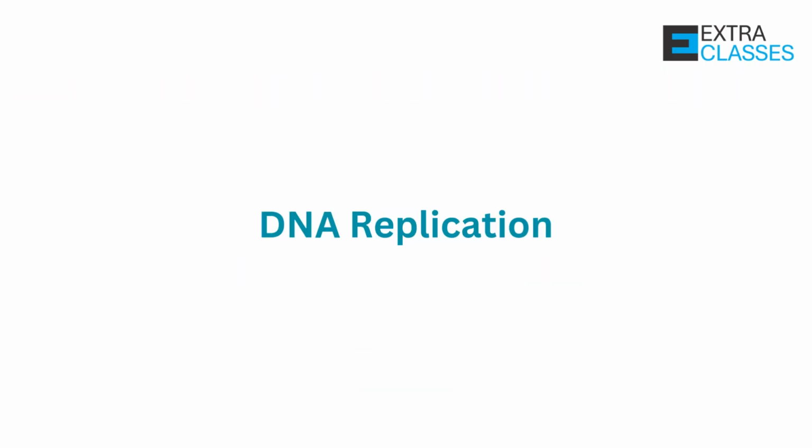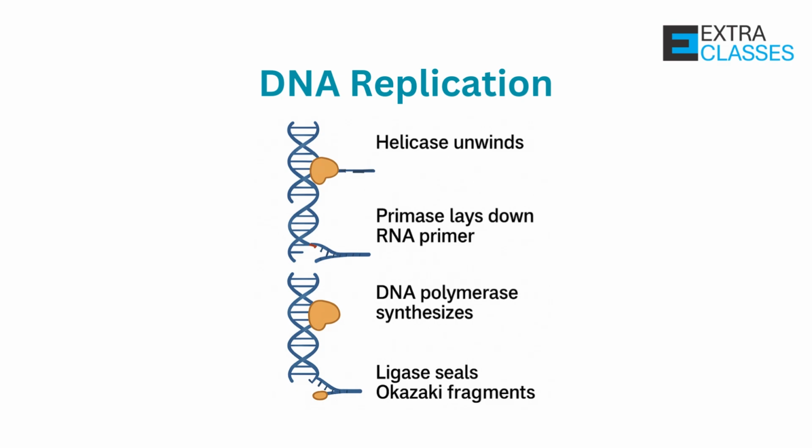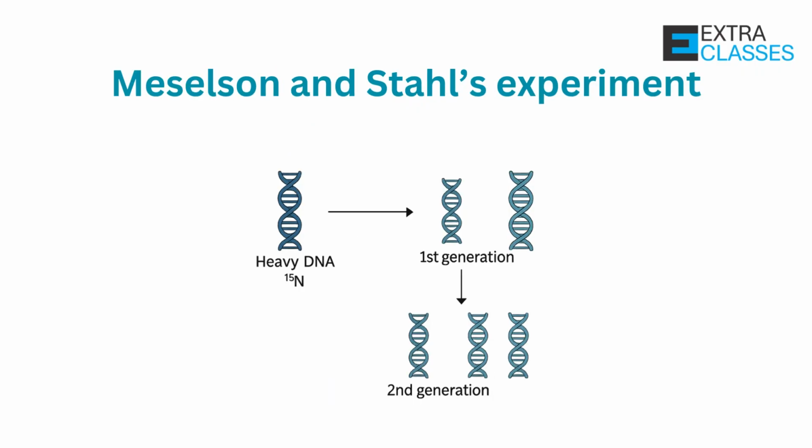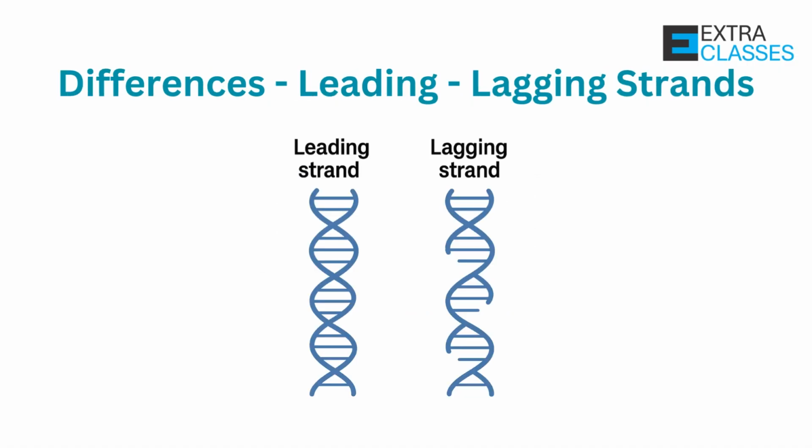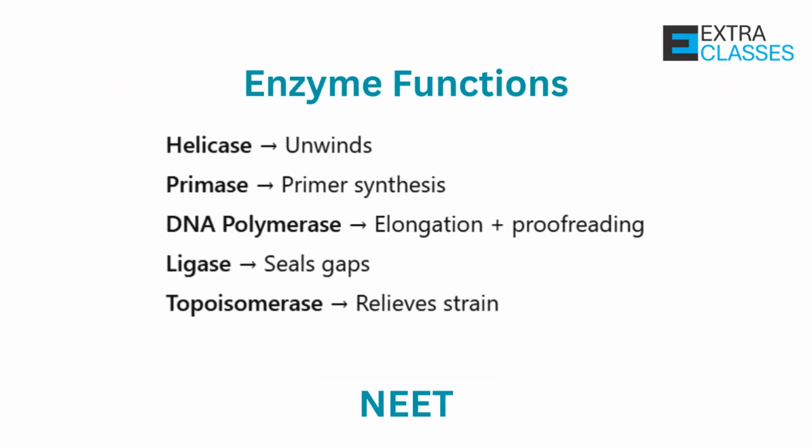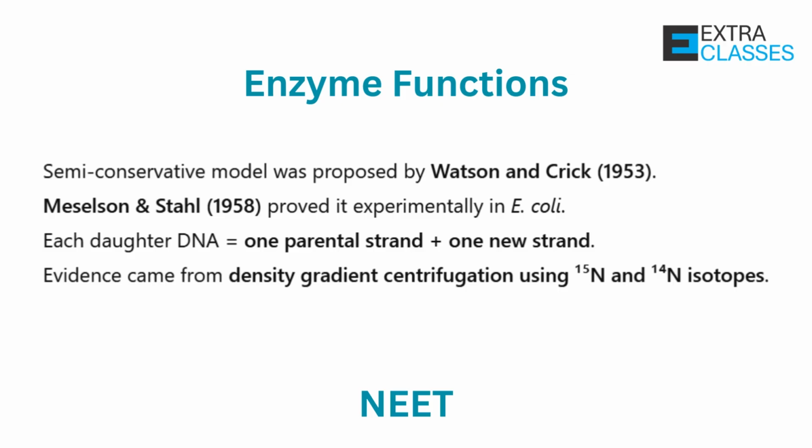DNA replication is a high-yield area. Understand the process and enzymes. Helicase unwinds, primase lays down RNA primer, DNA polymerase synthesizes, and ligase seals Okazaki fragments. Some of the key points are: replication is semi-conservative, proved by Meselson and Stahl's experiment using N15 and N14 isotopes. It occurs during the S phase of cell cycle. Also revise leading versus lagging strand differences. NEET often asks enzyme functions or identifies semi-conservative replication evidence.